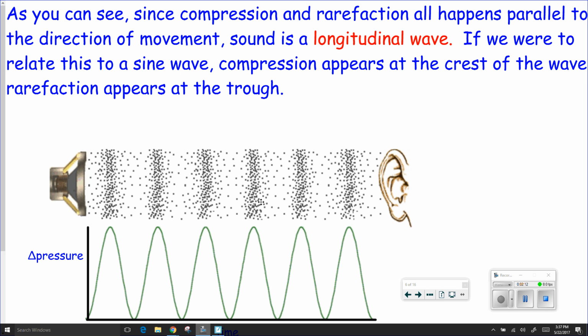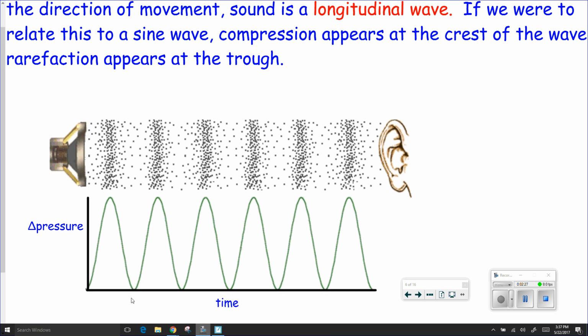Here is a sound wave coming from a speaker. Every time you have an area of compression, you've got a crest on a sine graph. Every time you have an area of rarefaction, you've got a trough on a sine graph. And we can plot this with pressure on the y-axis, that would be the air pressure, versus time on the x-axis, and you get a beautiful simplistic sine wave.